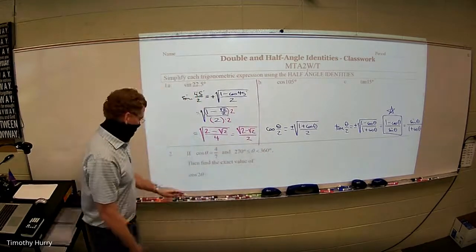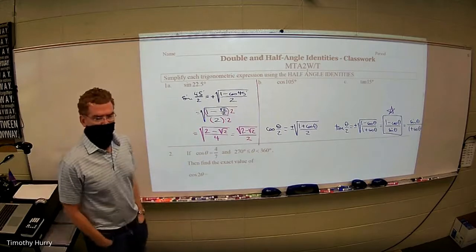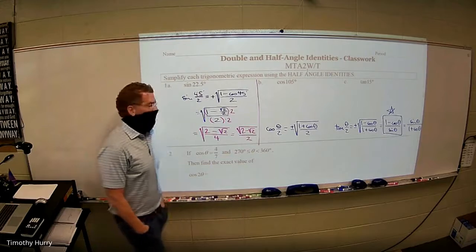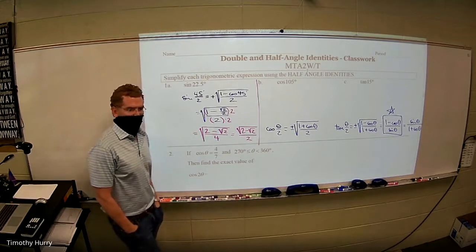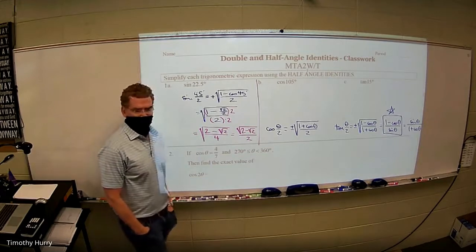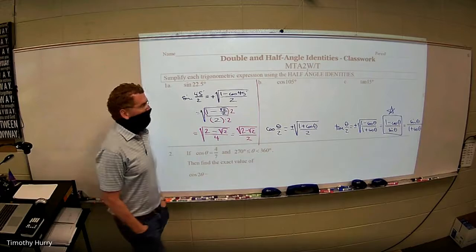Let's try cosine. So it's okay to leave the radical inside the radical? Yes, it's possible you can simplify this more. Sometimes you can, sometimes it gets really ugly, but we're not going to. All right, now what about cosine of 105?